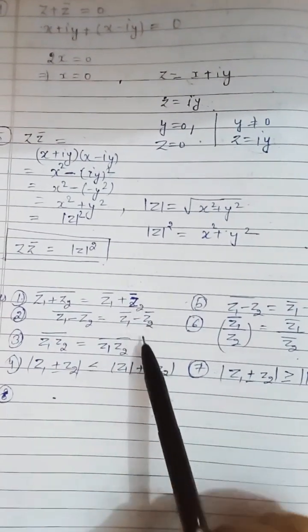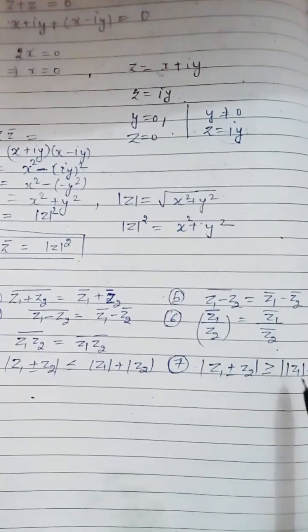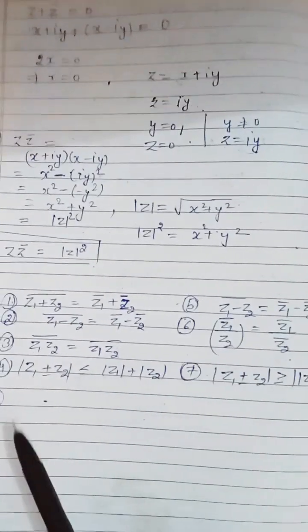There are some properties for a complex number. You can prove these properties by yourself.